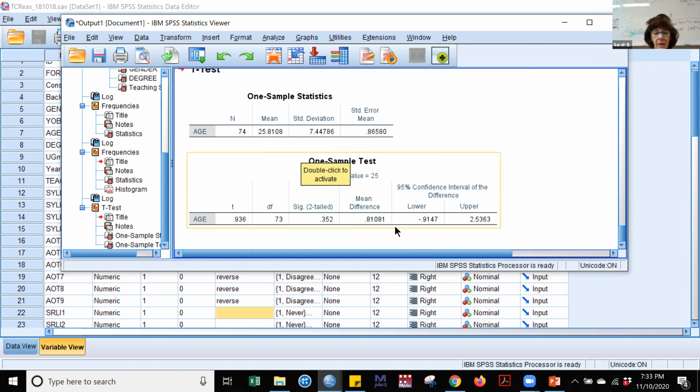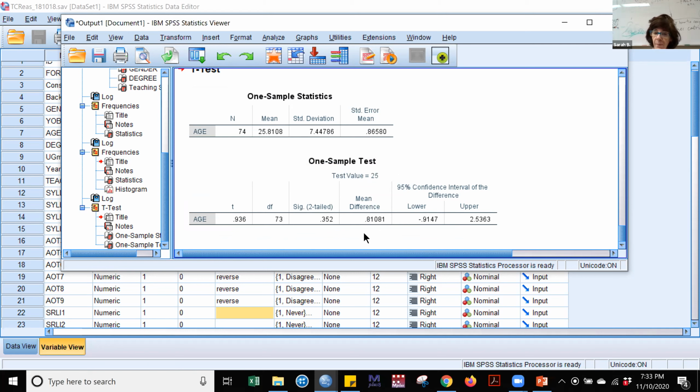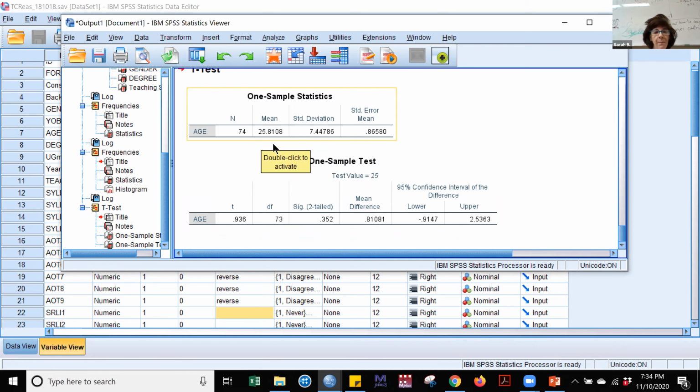It will, for one thing, report what the difference is. That's the numerator of your one sample test statistic. And you'll see 25.8108 minus my target test value of 25 is 0.8108. So you see the results that would be replicated in these values. You see the standard error of the mean.